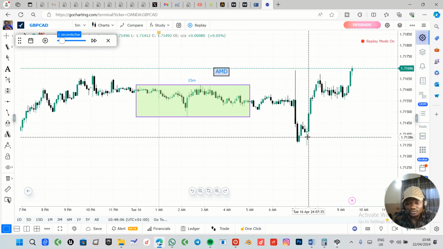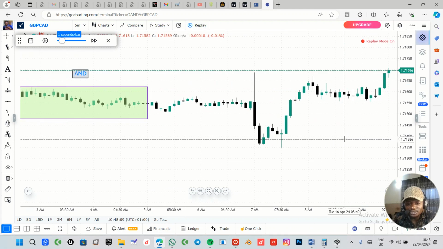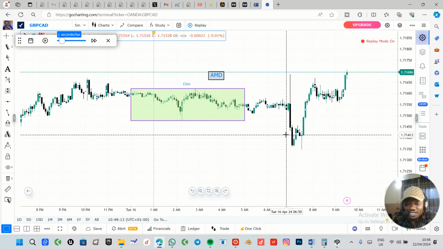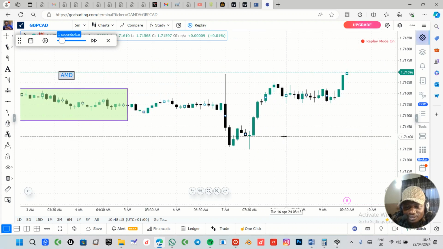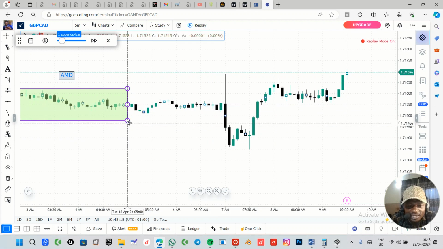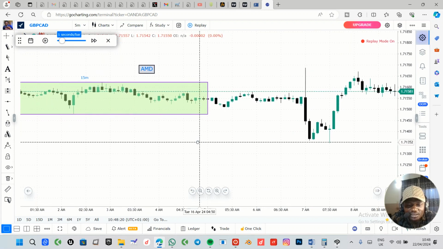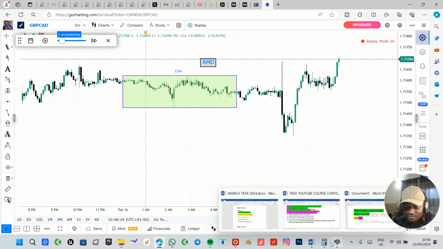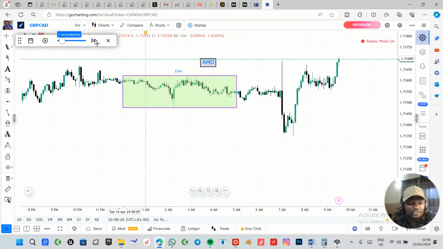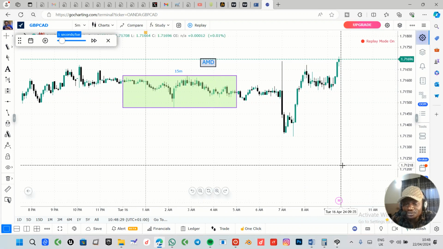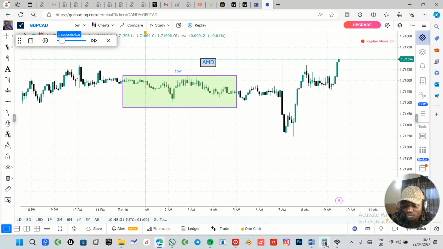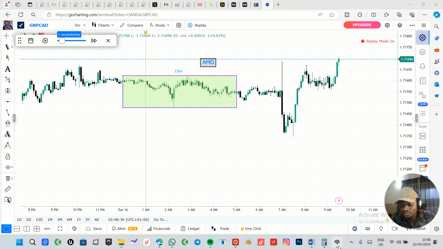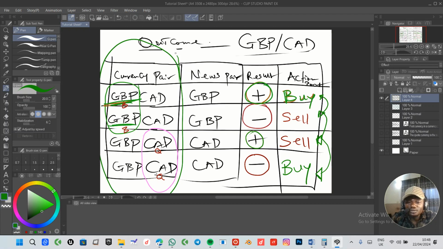Okay, so look at what price did. Perfect. It came here by 7. So immediately I saw that sell, that spike down, that cleared out the liquidity. For me, I've positioned myself as a fundamental trader. What did I see? Let's go back. We are trading GBP/CAD, remember, and the news is on GBP, and we said GBP is what? Positive. Very, very positive.